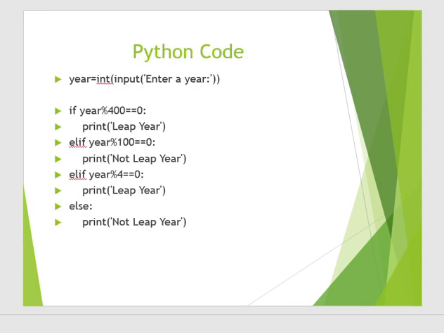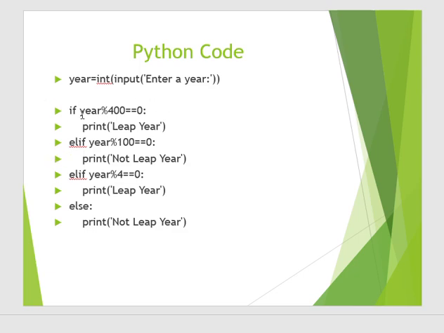So let's start. This is the code. First of all, we will be taking the year from the user, and the year will be entered in the form of an integer. So first input, and then that is converted into an integer. Enter a year. If the year which you have entered is divisible by 400, the modulus operator is checking the divisibility, equals 0. It means when you divide the year by 400 and the remainder is 0, then it is going to print leap year. If this condition is false, it will go to elif.